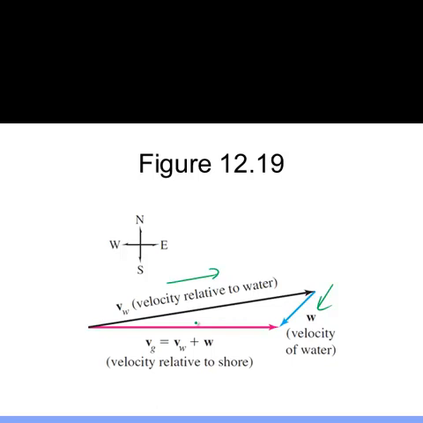But in order for you to go in the direction of the red vector, you need to steer your boat in the direction of the black arrow. Now V sub g is going to be the velocity relative to the shore. V_W is the velocity relative to the water. W is the velocity of water. And of course, the sum of V_W plus W will give you V_g. It's an equation. If you know any two of the vectors, then you could solve for the third one.